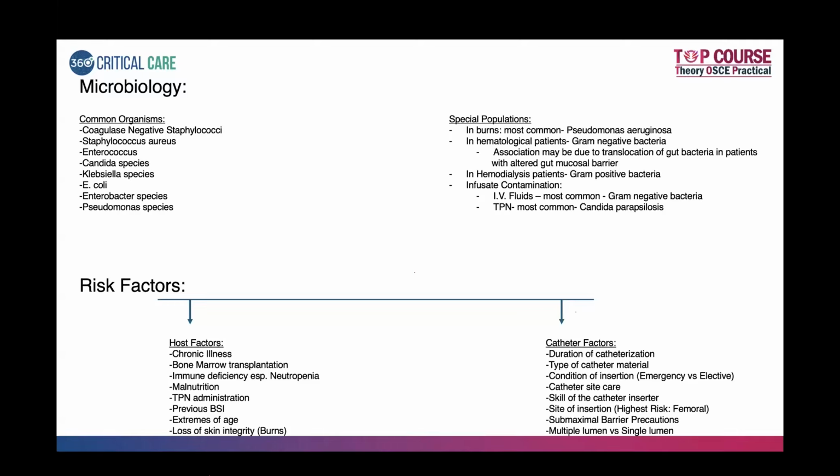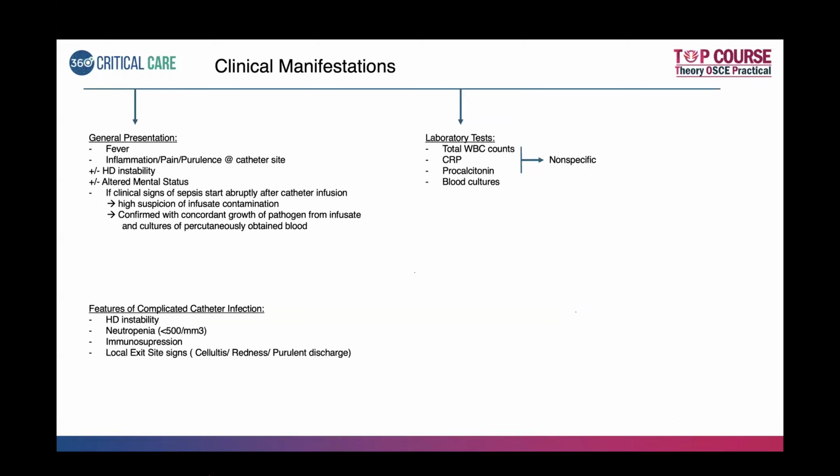The type of catheter material, the condition of insertion, whether it was done on an emergency basis or an elective basis, catheter site care, skill of the catheter inserter, the site of insertion, the highest being for the femoral route, submaximal barrier precautions, and multiple lumen versus a single lumen, with multiple lumen having a higher risk. In these risk factors, I've mentioned a handful of them. At least 3 to 4 should be in your mind if you're asked this question.